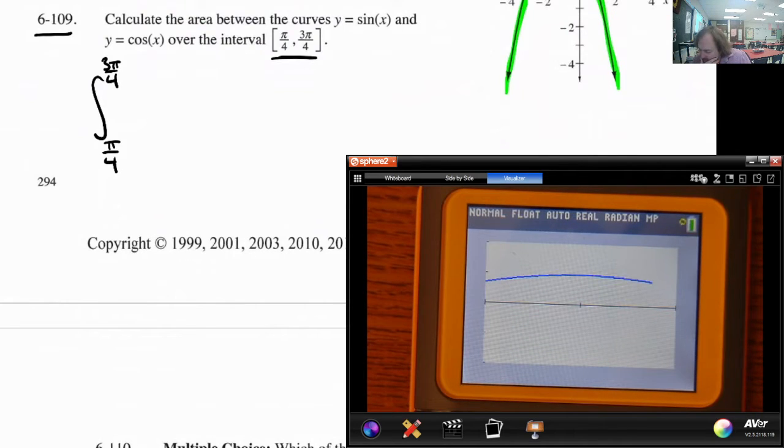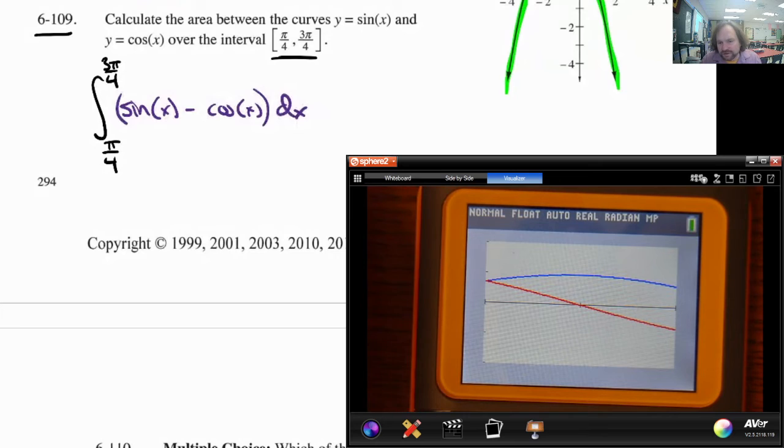There is the sine of x graph on top and the cosine of x graph on bottom. So it looks like sine of x is above cosine of x on that entire range, which is good news for us. So all we need to do is the integral of sine of x minus cosine of x, all times dx.